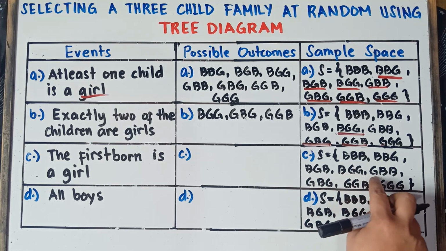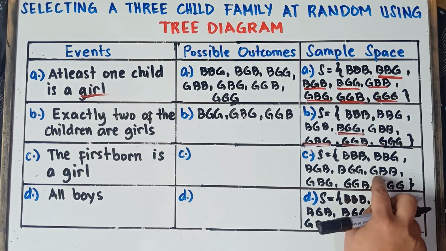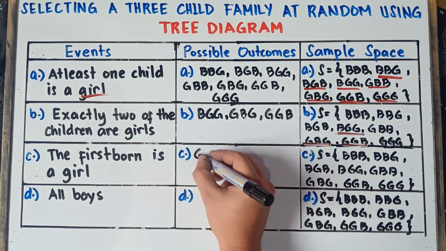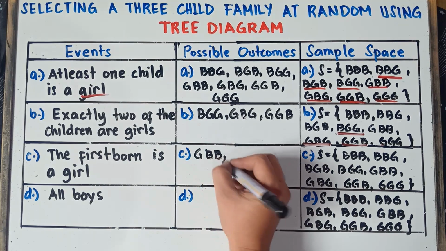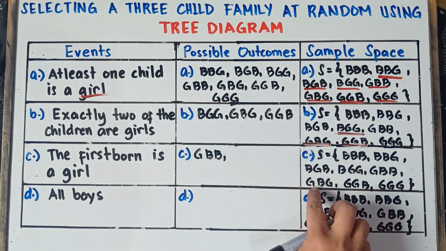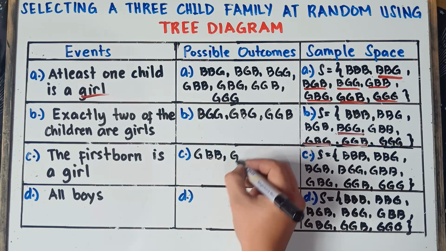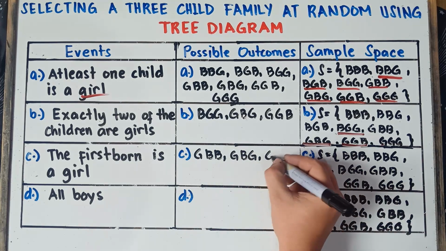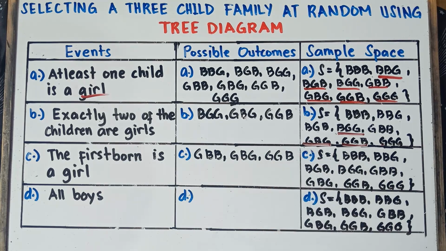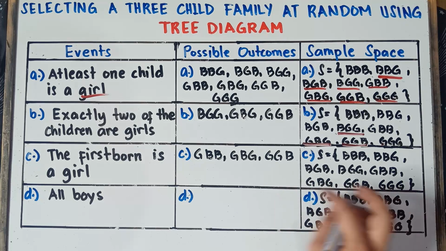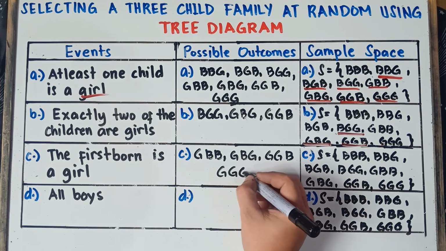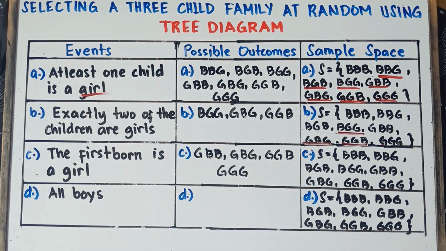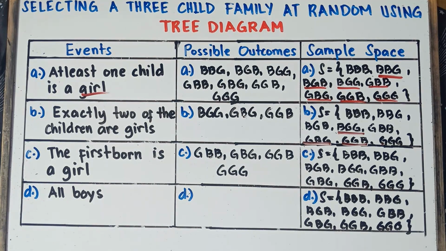How about this one? Yup, the firstborn is a girl. So therefore, we can accept this one. Girl, boy, and then boy. This one, yup. Firstborn is a girl. So girl, boy, and then girl. This one, yup. Girl, girl, and then boy. And then this one, all girls. Firstborn is a girl. Yup, we can accept this one. All girls. Alright, so therefore, we have 4 outcomes. The firstborn is a girl.